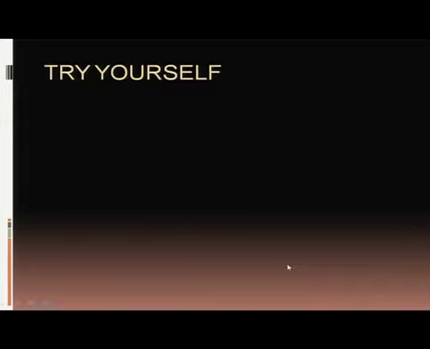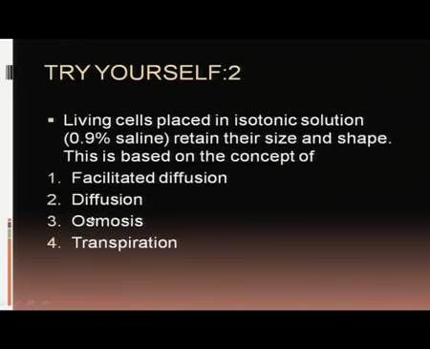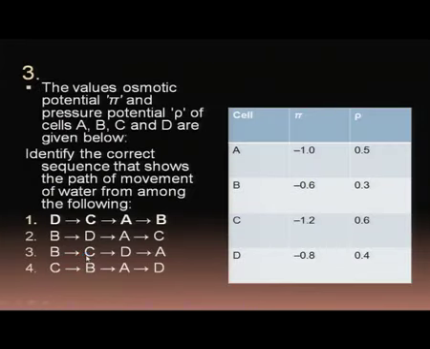Okay. Now, there are some questions for you to try on your own, and please try to solve them all. If water enters a cell, the pressure exerted by its swollen protoplast is osmotic pressure, diffusion pressure deficit, turgor pressure or imbibition pressure. Living cells placed in an isotonic solution, that is 0.9% NaCl solution, retain their size and shape. This fact is based on the concept of facilitated diffusion, diffusion, osmosis or transpiration.